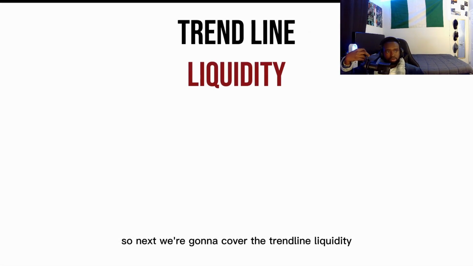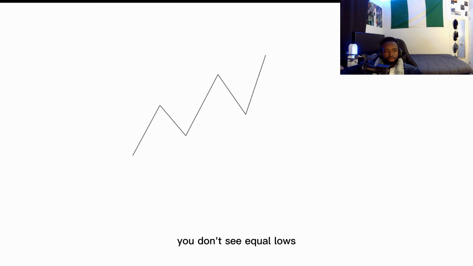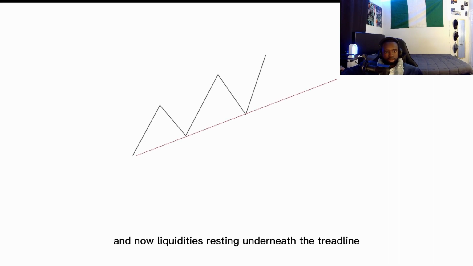Cover the trendline liquidity. If you look here, you don't see equal lows. You can't pinpoint where the resistance is coming from. Now, it could be coming from internal liquidity, but a lot of times retail traders use what you call a trend line. Trendline liquidity. And now liquidity is resting underneath the trend line. So now that trend line becomes a magnet to attract price.